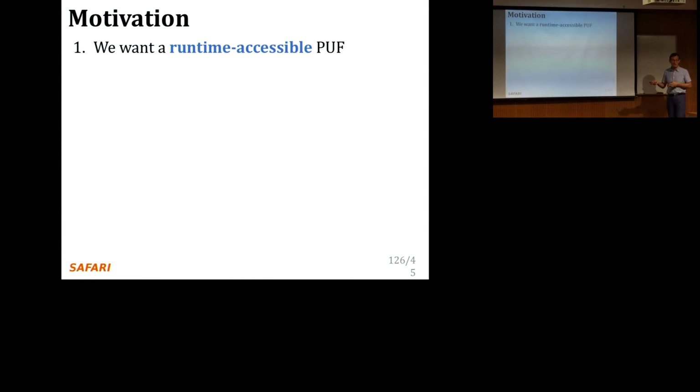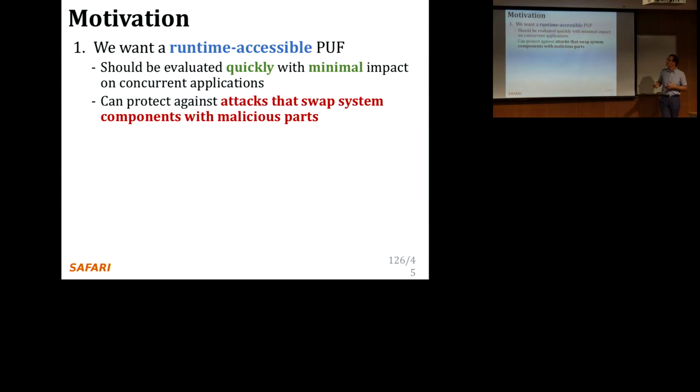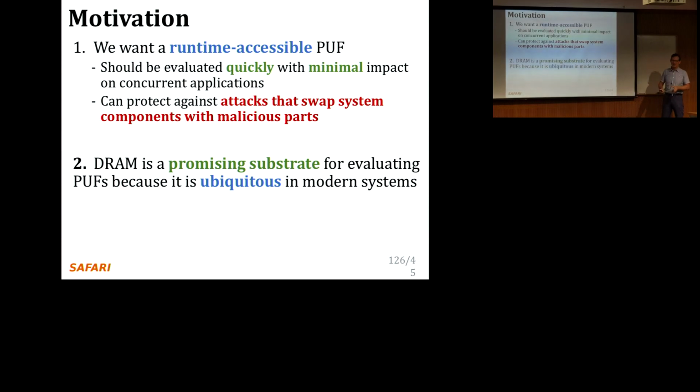And the motivation was we want a runtime accessible PUF. It should be evaluated quickly with minimal impact on concurrent applications because this evaluation is done while this device is doing other stuff, right? You can protect against attacks that swap system components with malicious parts, and I think this is becoming a much bigger issue going forward. I think it's even making the popular news these days, right?